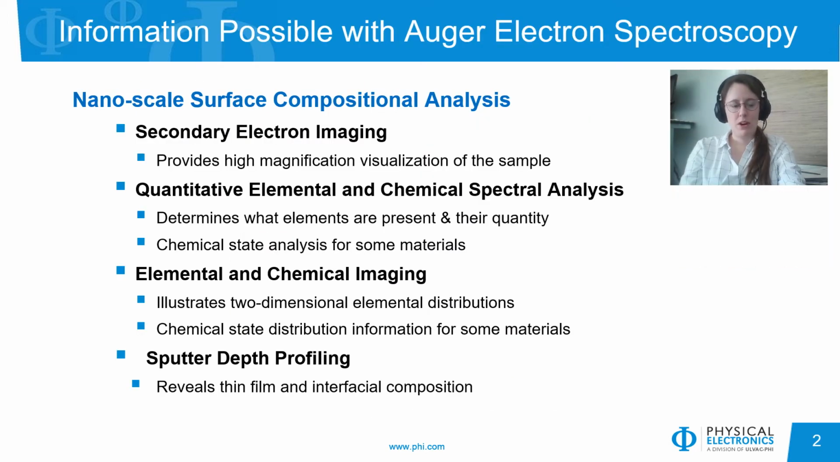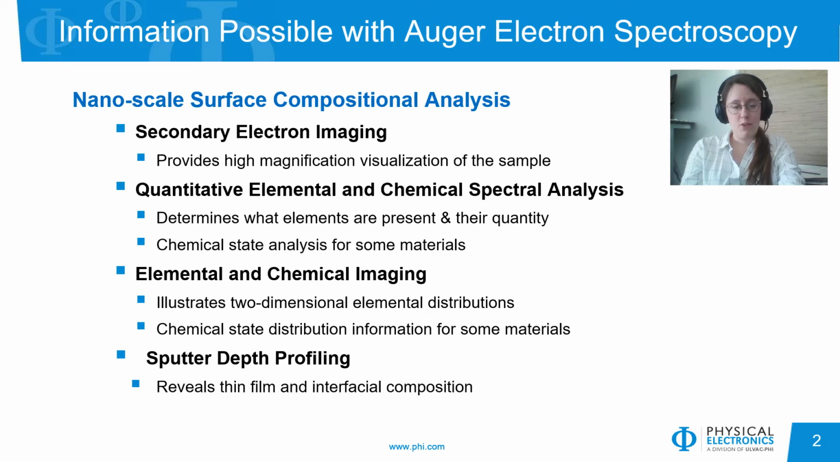As many of you know, there are multiple different types of information that's possible to obtain with Auger electron spectroscopy. The first type of information is secondary electron imaging, which can provide high magnification visualization of the sample. Another type of information we can get from Auger is quantitative elemental and chemical spectral analysis. So we can determine what elements are present as well as their quantity. And in some cases, we can determine the chemical state of elements in some materials.